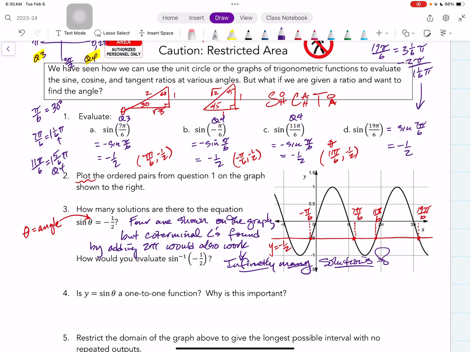The next question is interesting here. How would you evaluate sine inverse of negative 1/2, which gives you an angle? The inverse sine takes you from the ratio back to the angle. Your theta is your input, your output is a ratio. If you take the inverse of the ratio, it should take you back to the angle. So the sine inverse, or what we say arcsine. Let me put this in red because it's important. This notation is called the inverse, or in old terminology, arcsine.